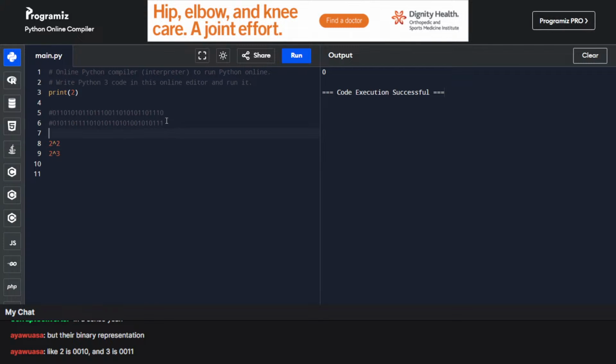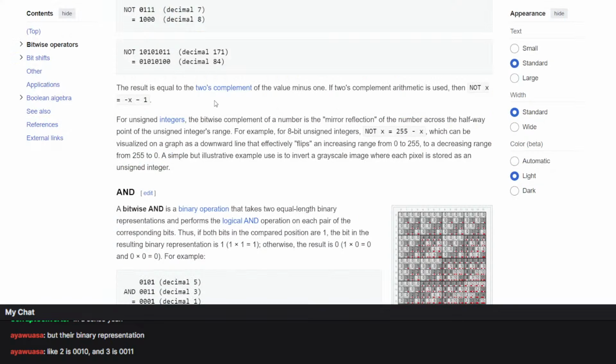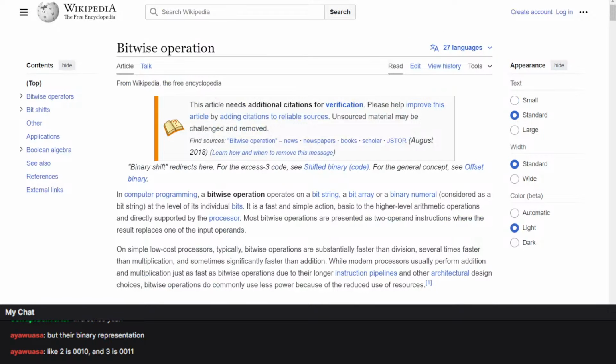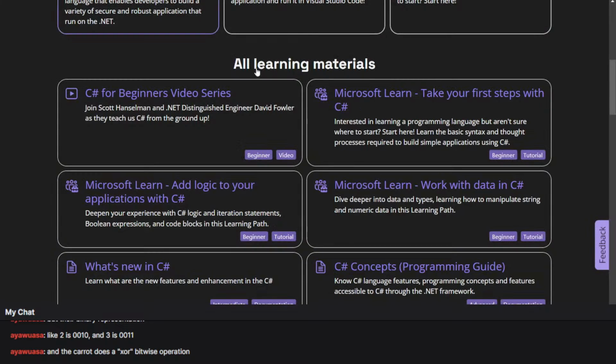2 is 0010, and 3 is 0011. Okay, so then compare that to that. Check each line, if the zeros line up, then, using the XOR table thing that I was looking at, I think if they're the same, return false. If they're different, return true. It's like a 1. Oh, okay. Aloysius says the caret does an XOR bitwise operation. Phew. Okay. Good to know that that's what that does.